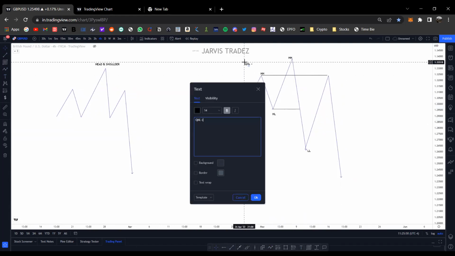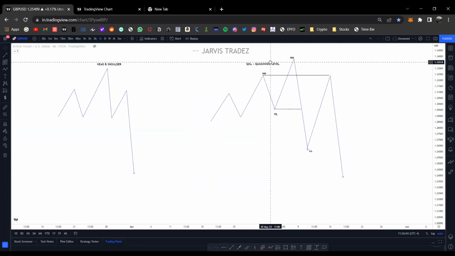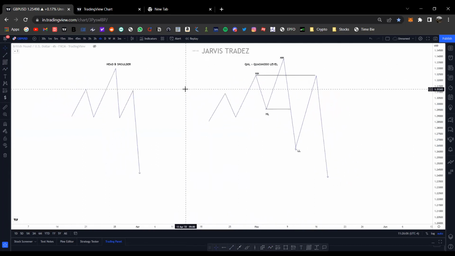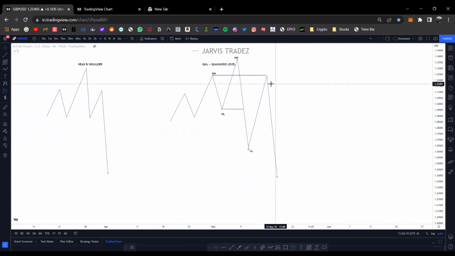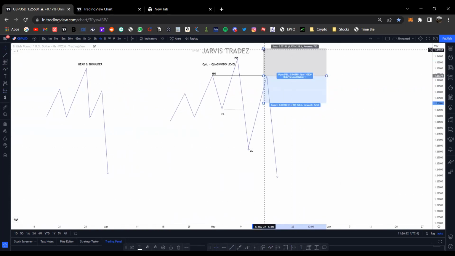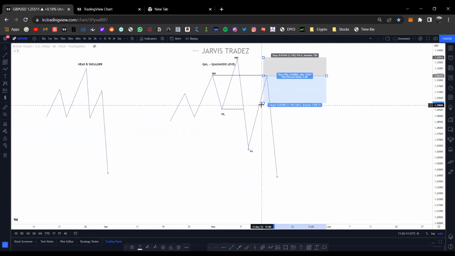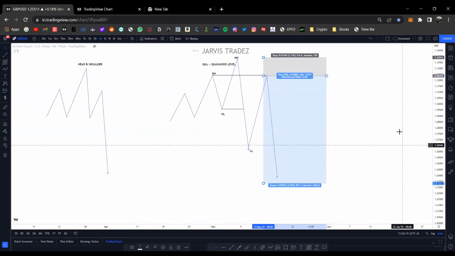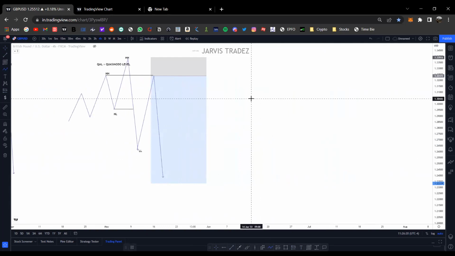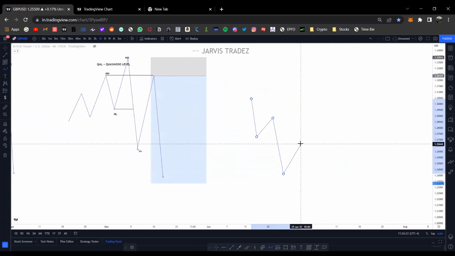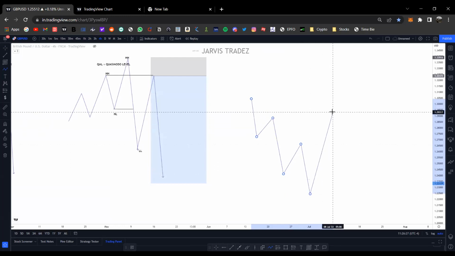QML stands for Quasimodo level. Okay, so this is the QML level I have explained. So we will enter here with the stop loss just above the higher high, targeting the lows. So this is the QML for sells, and then the lower highs, lower lows.